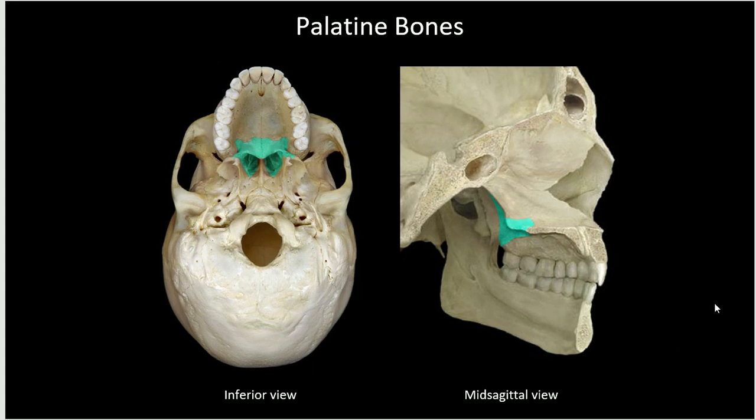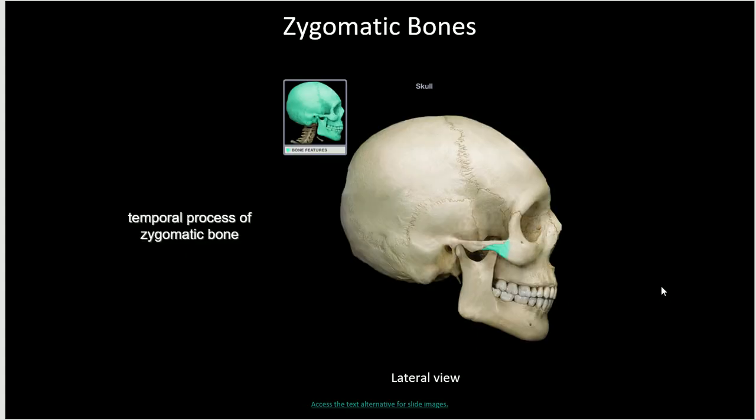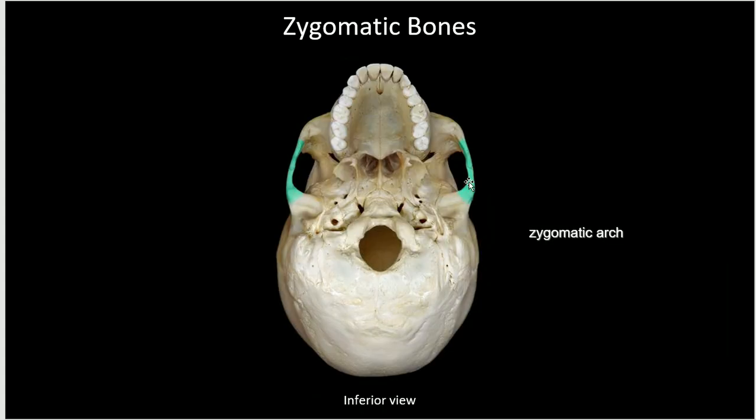Palatine bones. Here's an inferior view. Zygomatic bone, again, that's the front half of the cheekbone. Zygomatic process, temporal process of zygomatic bone. And then together, we call that the zygomatic arch.